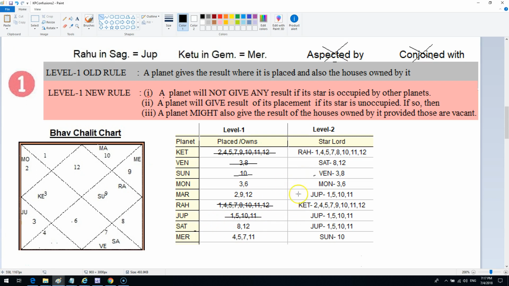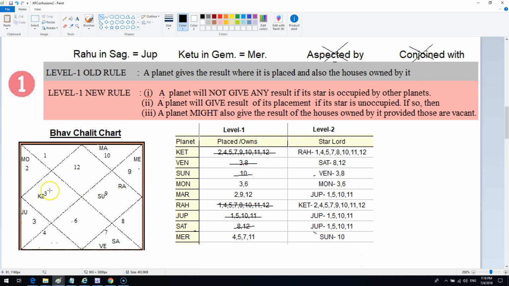And with Saturn, let's look at Saturn. We find that Venus is deposited in the star of Saturn. So Saturn will not give the result of these two houses. And with Mercury, we don't find any planet deposited in Mercury's star. So in that case, first we have to look at the new supreme rule and look at the placement of Mercury. Mercury is in the 11th house, so the 11th house result it will give. Now let's focus on the houses owned by Mercury and find out whether those houses are vacant or occupied.